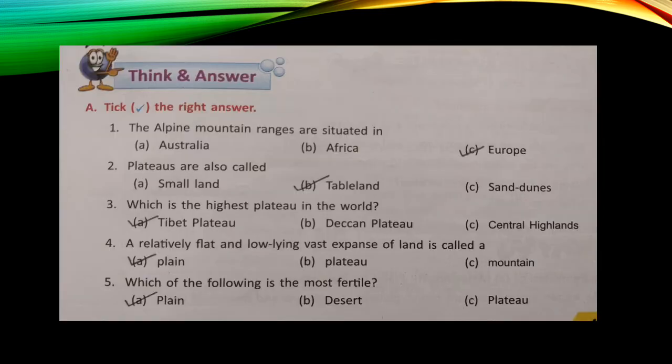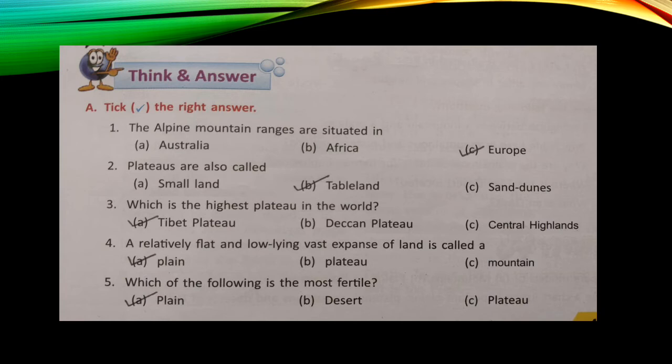So we will quickly do the exercises too. You have learned the lesson, you have seen the lesson, so I am sure you will be able to find the answers now. Number 1, tick the correct answer. The alpine mountain ranges are situated in Europe. Number 2, plateaus are also called tableland. Number 3, which is the highest plateau in the world? And the answer is Tibet.